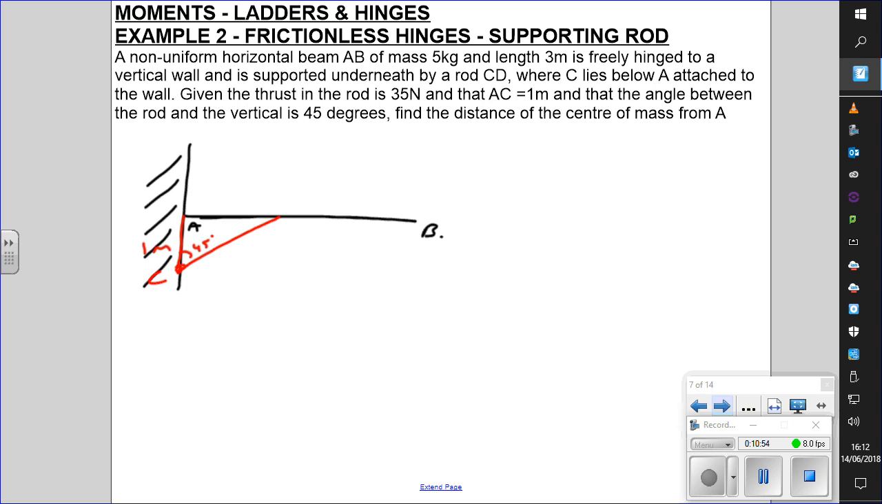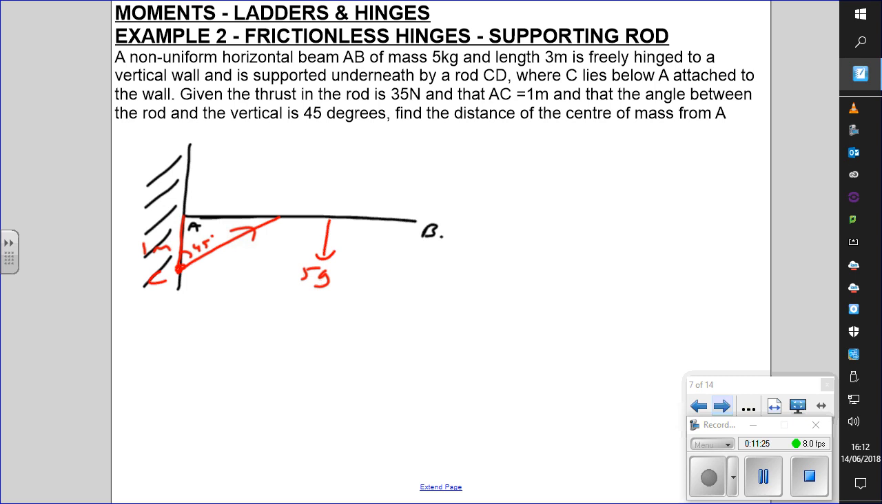So notice it says thrust, because that rod supporting the beam is under compression, isn't it? The beam is pushing this thing down. I know it's 5g, but I don't know the distance of that weight. But thrust is going up through the rod. It wants to push the beam back. Okay? And like I say, I don't really care about the stuff affecting the wall. I only care about the stuff affecting the beam.